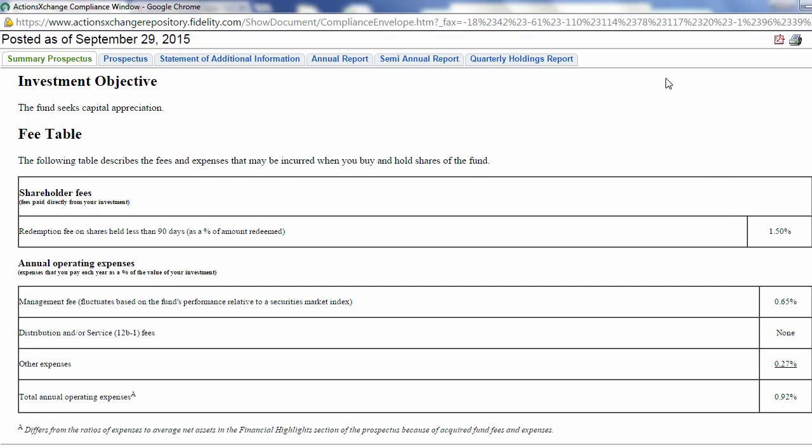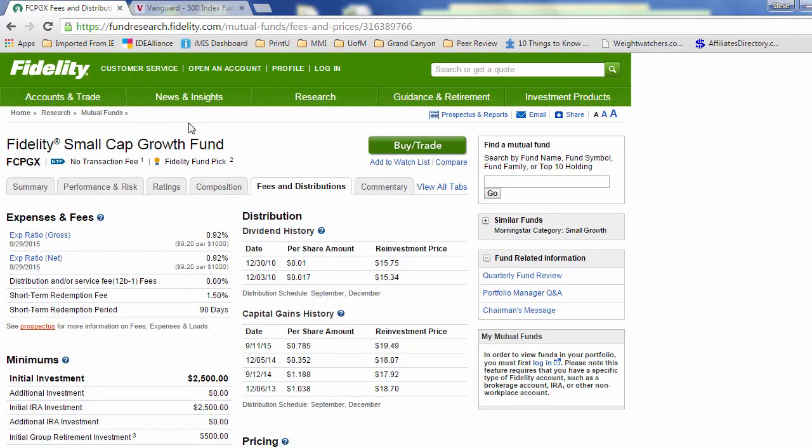If you really want to dive deep into that and get a breakdown, you can find that in the prospectus. So if I was to buy this fund, I would know I'd be paying 0.92 on an annual basis, and I'd really need to be wary and make sure I was not going to sell this within 90 days, because otherwise I'm going to get hit for that 1.5%. So this is very much a at least 90 days, if not longer, type of investment.